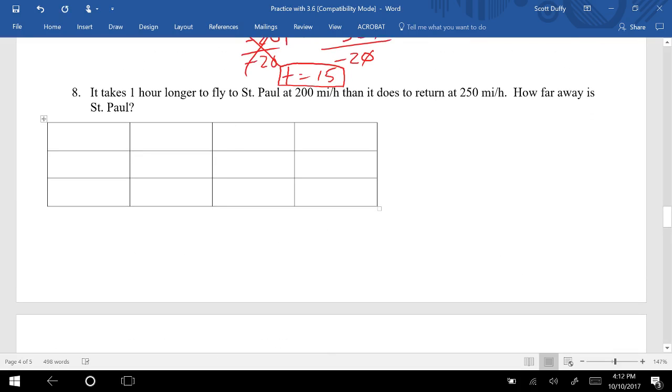It takes 1 hour longer to fly to St. Paul at 200 miles per hour than it does to return at 250 miles per hour. So, to and from. Either way, if you're starting at the same point and ending at the same point, it's going to be the same distance both ways.